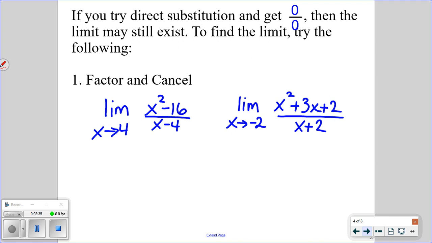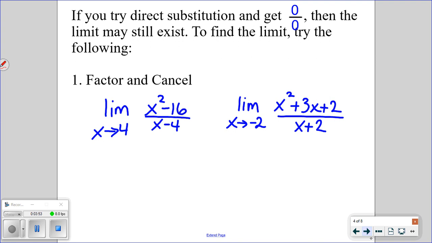So don't make the mistake of saying the limit does not exist in this case, because most of the time the limit actually does exist. You just have to do some algebra. Okay, so here are some things you can try to find the limit. The first one is factor and cancel.